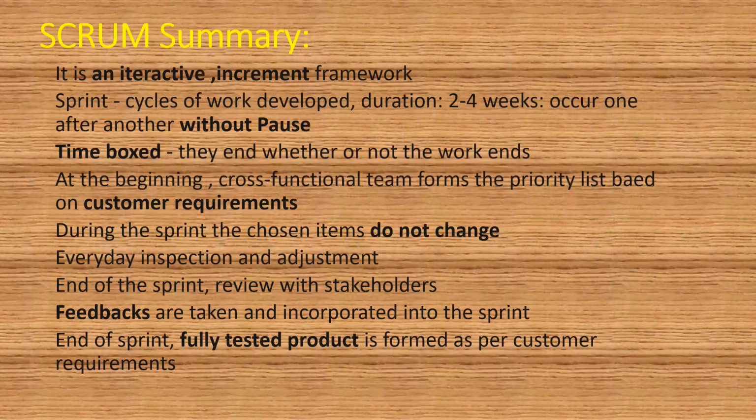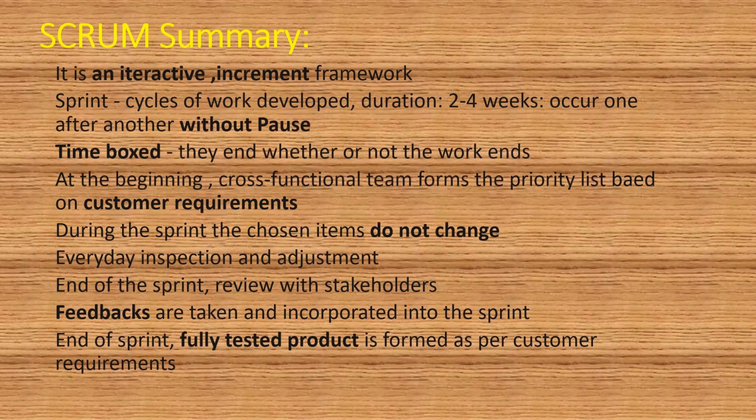It is an iterative incremental framework. The sprint cycle of work has a duration of 2 to 4 weeks and occurs one after another without pause. It is a time box; the sprint ends whether or not the work is finished. It automatically ends. At the beginning, cross-functional teams form a priority list based on customer requirements. During the sprint, the chosen items do not change. That is the main condition we have to put up with in Scrum.